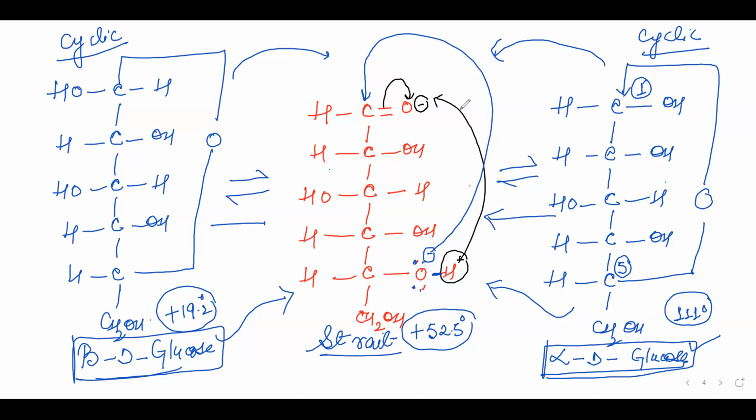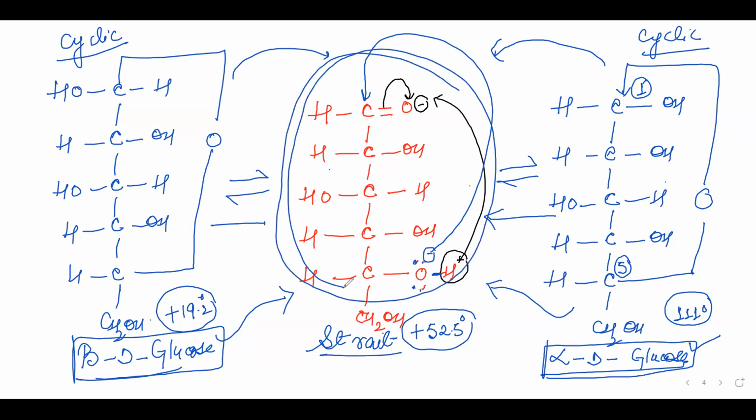So that's why some properties of the glucose are explained by its straight chain structure, and some properties of the glucose are explained by its cyclic structures. Understood? Yes, sir. Yes, sir.